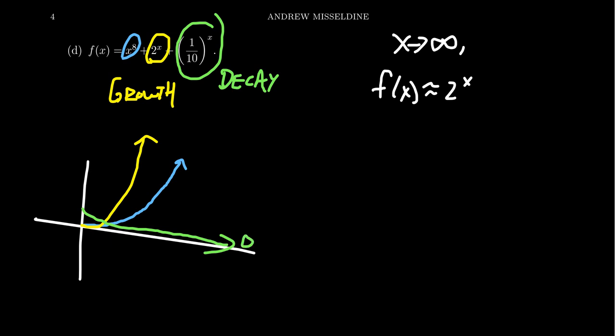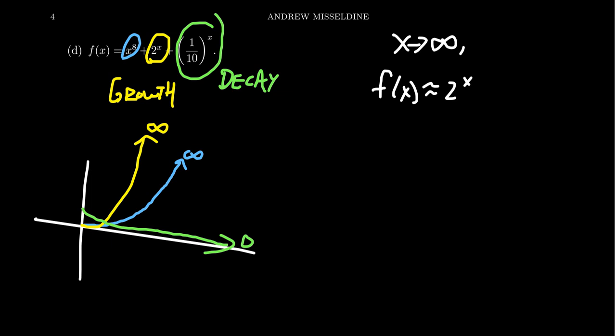X to the 8th is going off towards infinity. 2 to the x is going off towards infinity. But this is what we were saying at the beginning of the video. Exponentials grow much faster than a power function. So in the end, a growing exponential will dominate the power function. So we see that f of x will be approximately 2 to the x as x goes towards infinity.